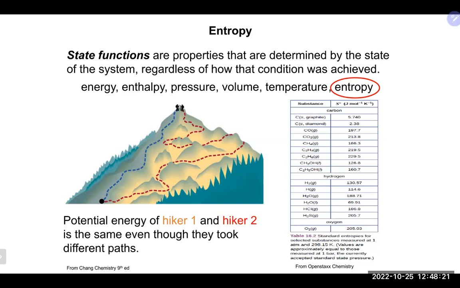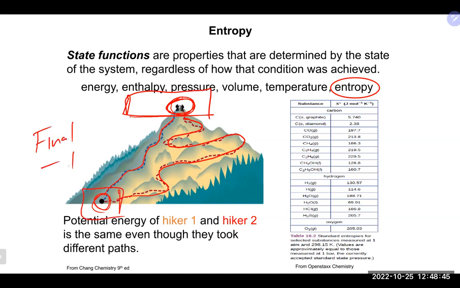This is an example of potential energy. Both hikers started in the same spot. They ended in the same spot. The blue guy took the more direct route. The red guy took the scenic route around the mountain. In terms of their potential energy, it really doesn't matter how they got there. It just matters where they ended and where they began, which is why we take final minus initial when we calculate the change in energy, the change in enthalpy, and even the change in entropy. We do our final minus our initial.